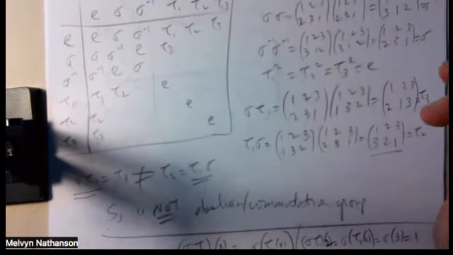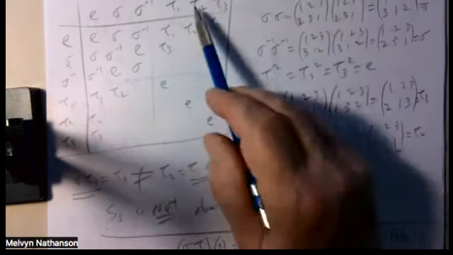So S3 is important, and it's the first example, or the smallest example, of a non-abelian or non-commutative group. And maybe I'll leave it to you to fill in the rest of this table. Let me just do one more for fun. Suppose I want to calculate tau 1 times tau 2.